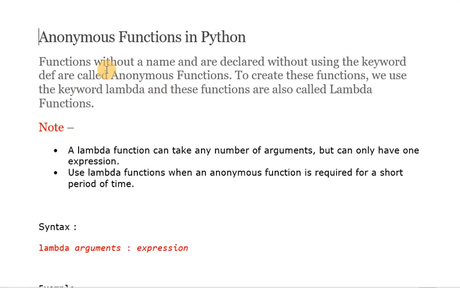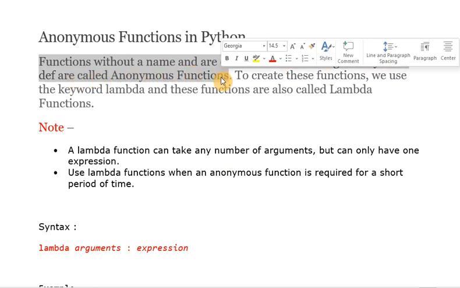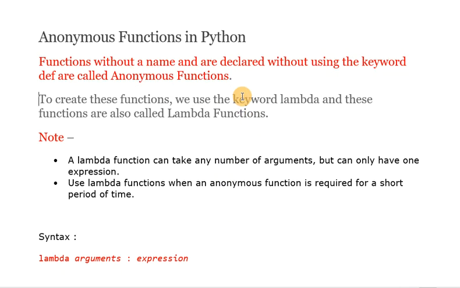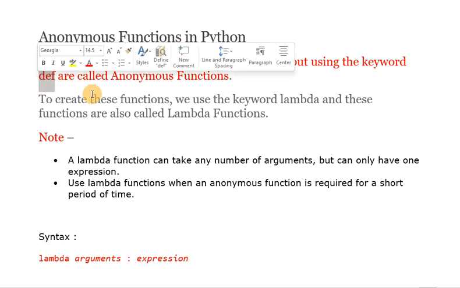So this is the definition of lambda function. You can see here, functions without a name that are declared without using the keyword def are called anonymous functions. This definition you have to memorize just for the interview phase. So you can see what the lambda function is: a function without a name, a function which is not going to have a name and is declared without using the keyword def. These two lines you have to understand.